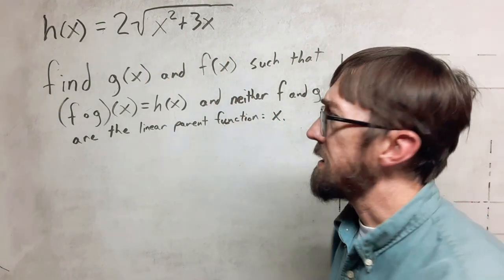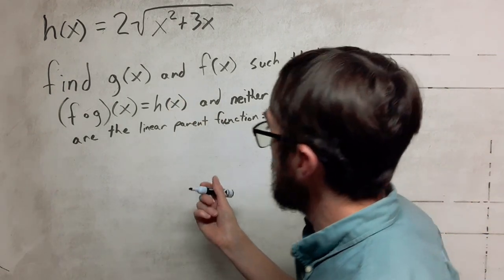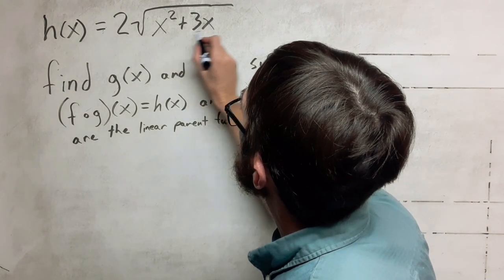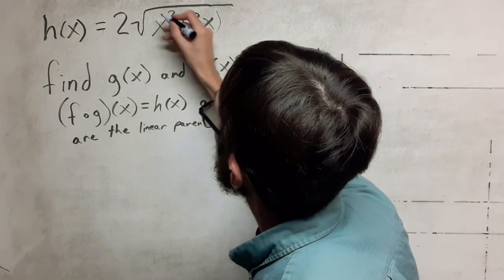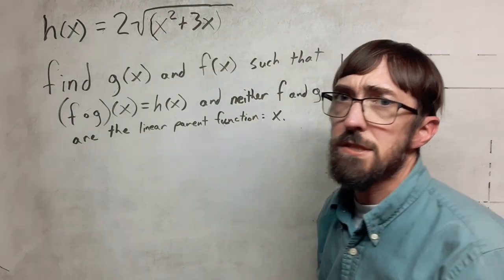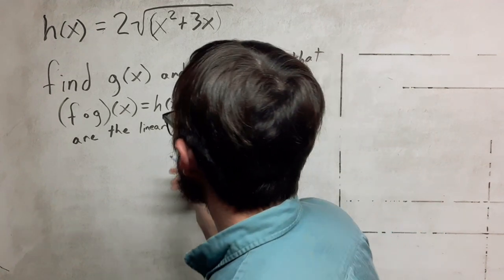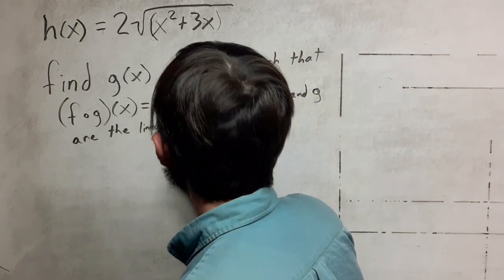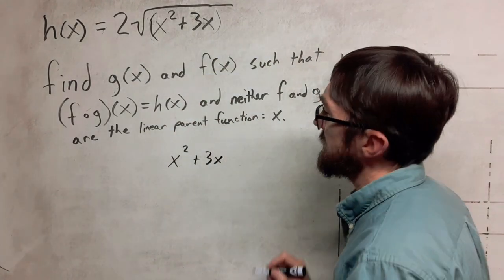So not interesting. What we can do is come in here and look at the piece under the square root, and notice that it's an entire function itself. It would graph a parabola, so it's a quadratic function. So we have x squared plus 3x as a function by itself.